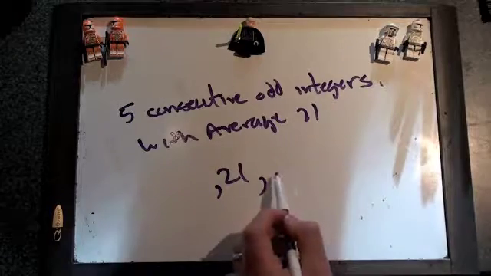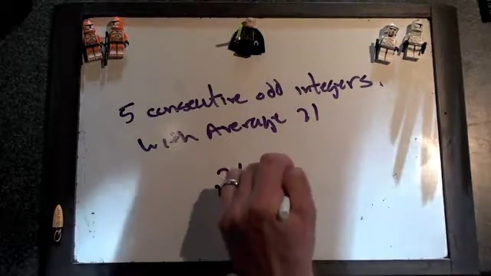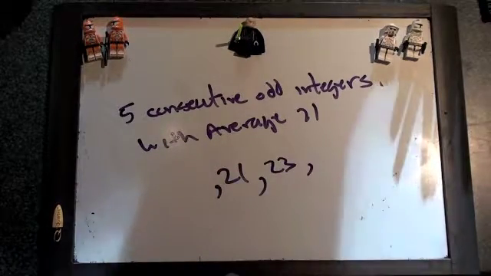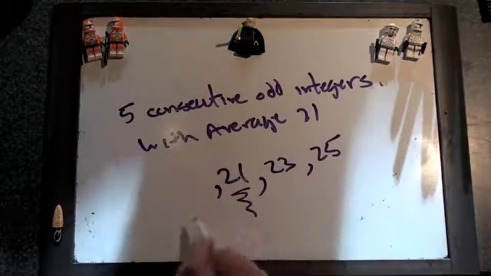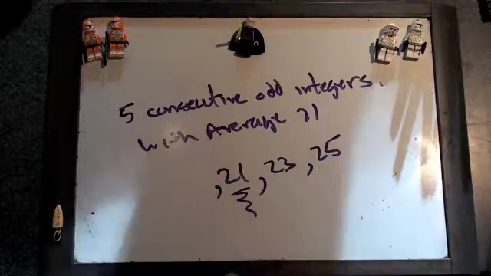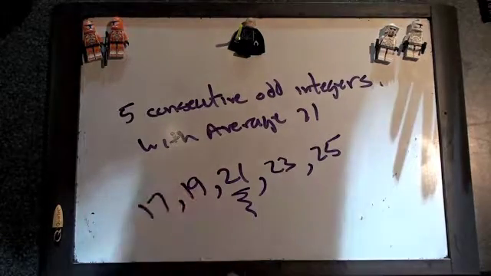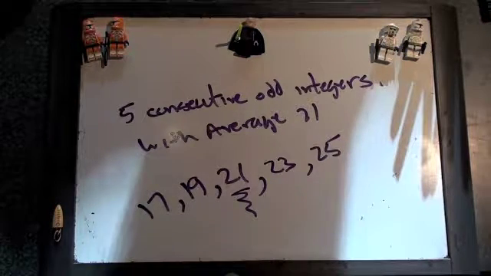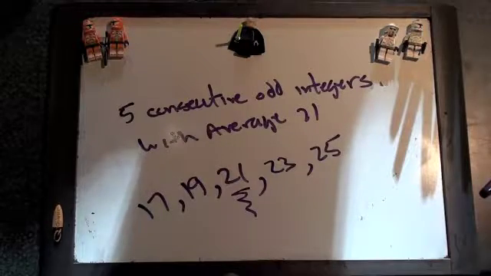So what's on this side of 21? What's the next odd integer? 23. And what's the next odd integer up here? 25. Okay, but remember now 21 was in the middle, so we've got to go this way too. So it was 19, 17. Okay, so those are 5 consecutive odd integers, and their average is 21. Very good.